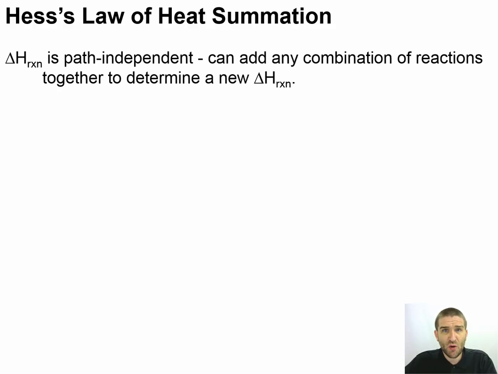Now, because we know that enthalpies are going to be path independent, we can add any combination of known reactions together. And as long as everything cross-cancels through all of the reactions that we put together to give us the reaction we actually care about, we'll be able to determine the enthalpy of reaction without actually conducting that experiment.